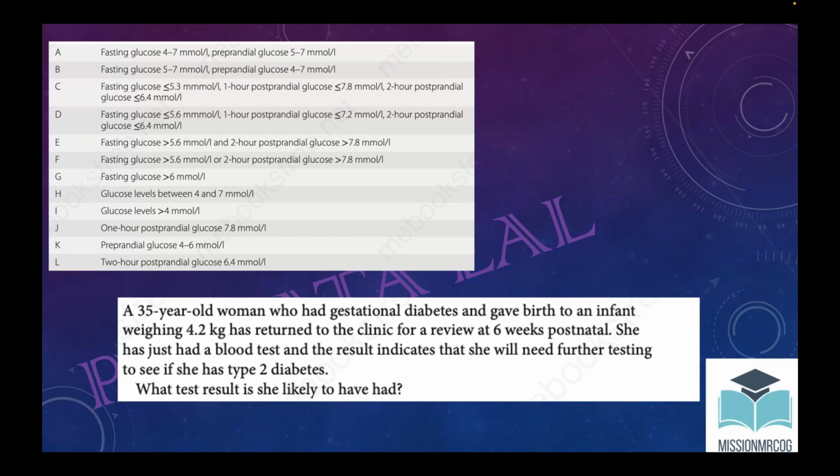What do they want to see? Check postnatal. What will they do? Fasting blood sugar. Fasting blood sugar more than 6.